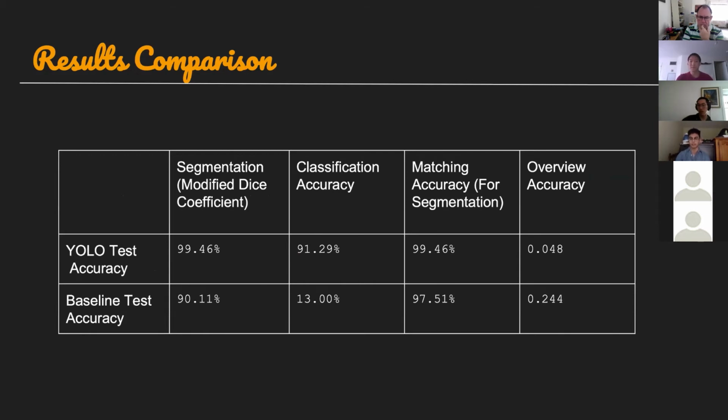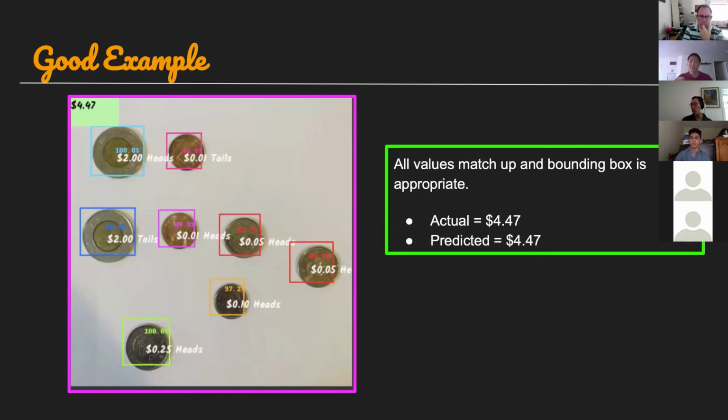Next slide, please. So here's an example where all the values match up and the bounding box is appropriate. The image is well lit, there's very little angle skew and the coins are not touching.